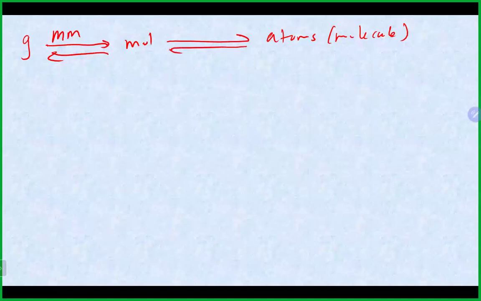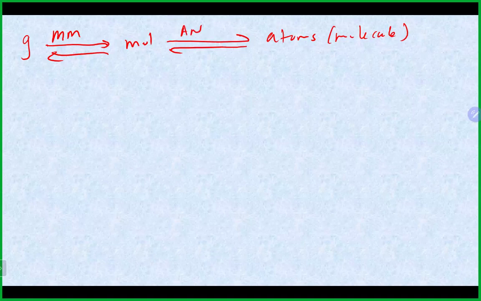And again, going in this direction or that direction, that's going to be your molar mass. Going this way or this way, that would be your Avogadro's number to do so. So that's the thing that ties them both together, is that moles in the middle there.